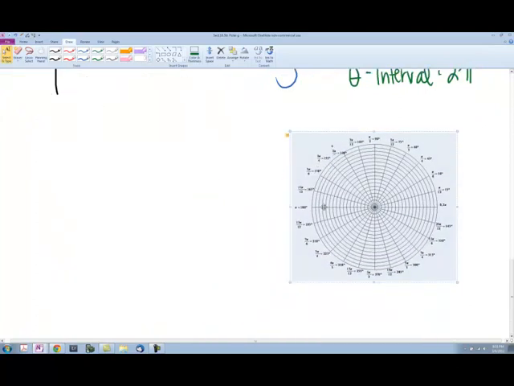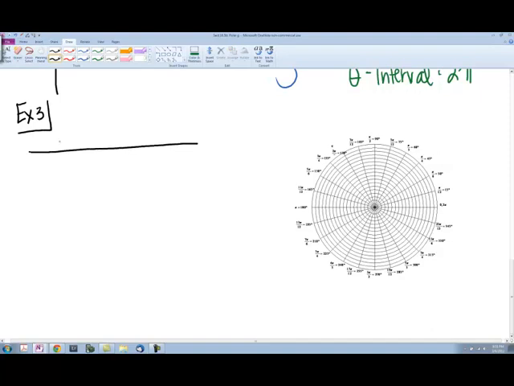Let's put this over on the side. And we're going to do, let's see, example 3. We're going to do one with a multiple angle. We're going to graph r equals 5 cosine 2 theta.